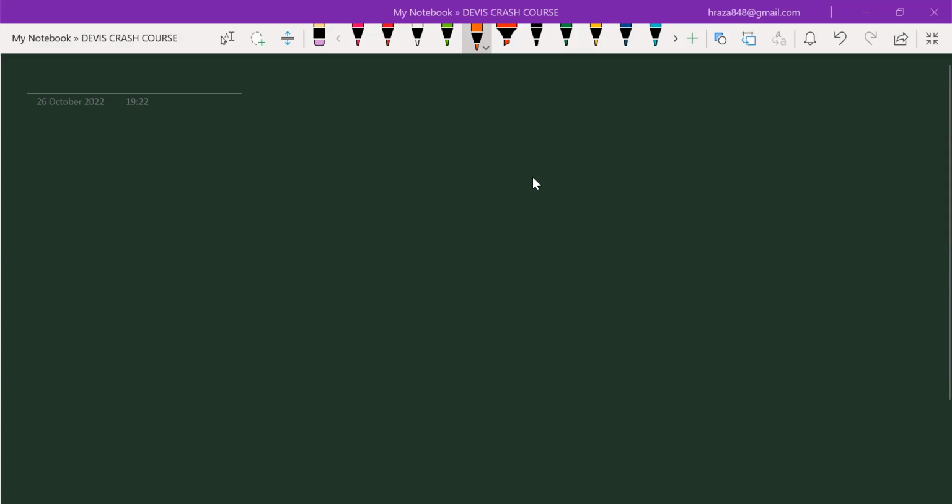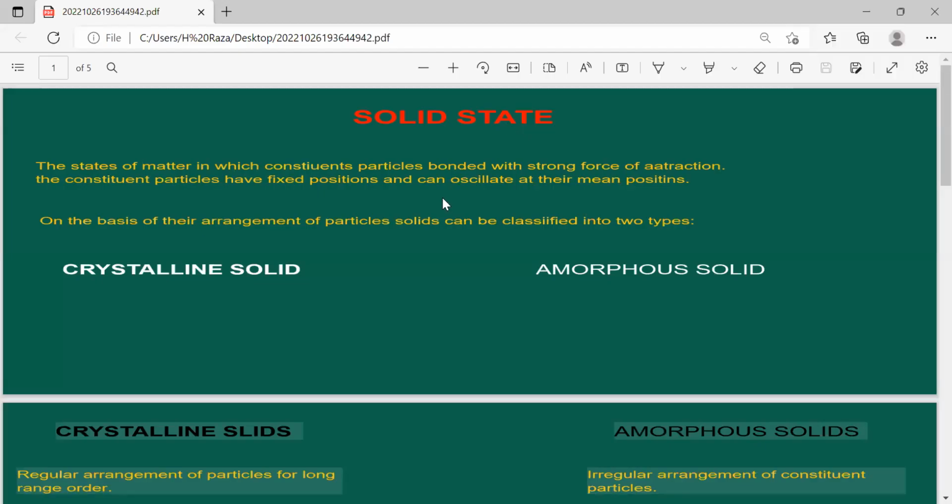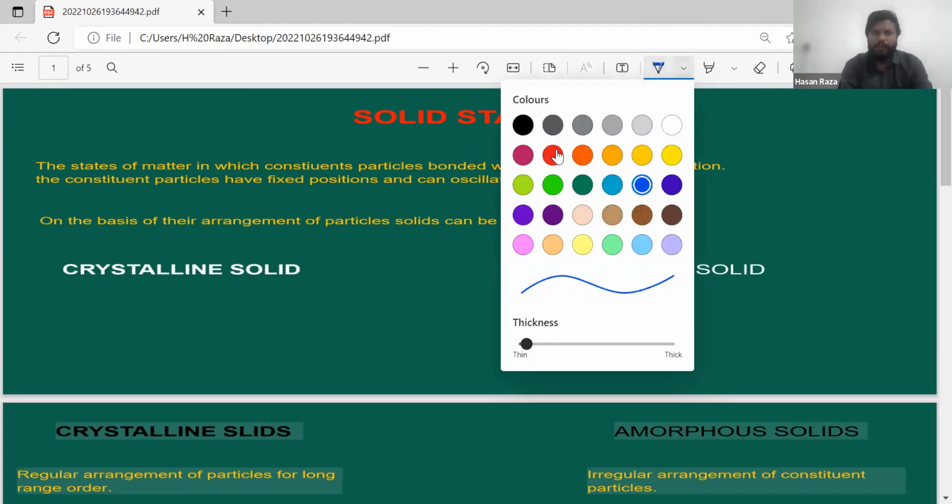Can you see the screen? Yes, yes, I can see. I just exported it in PDF. Can you read it comfortably? Yes, yes. Okay, so it is for a few minutes only.